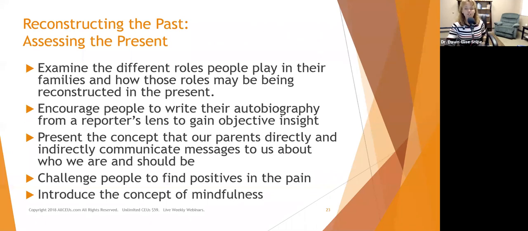And reintroduce the concept of mindfulness to help people start really being aware of their actions in the present, and whether they're actions and reactions to what's going on now, or whether they're recapitulating the past.